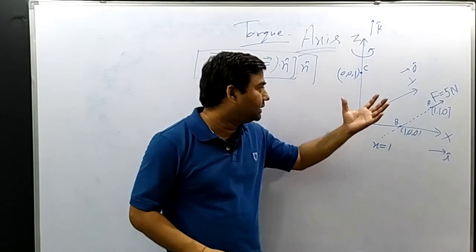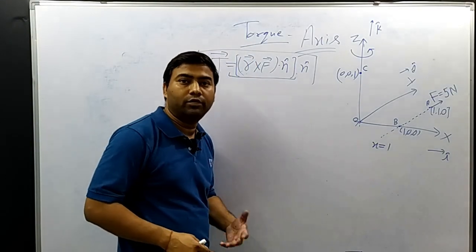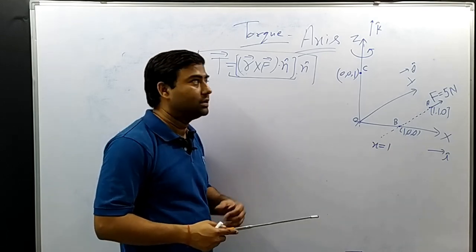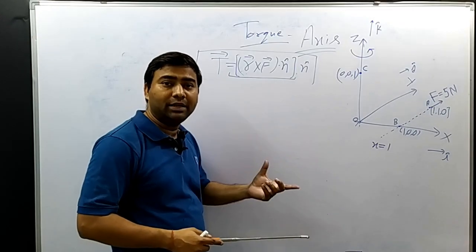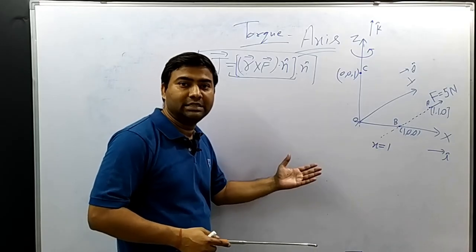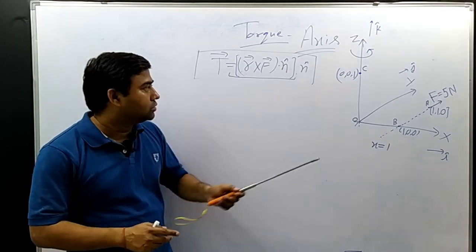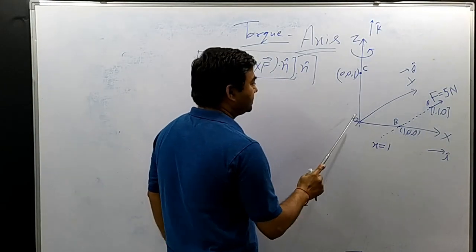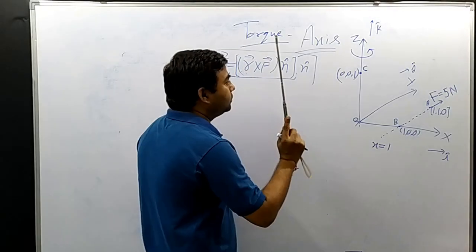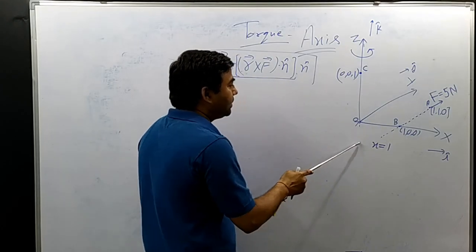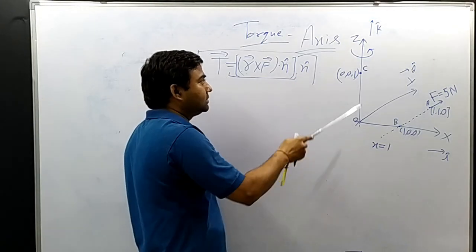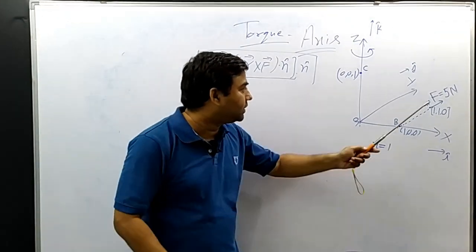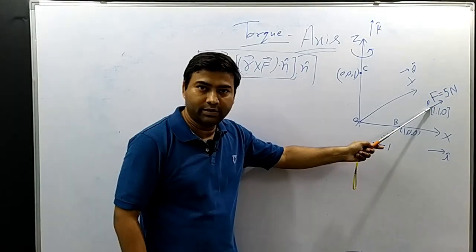So by a simple example we will understand how to find the torque of a force about an axis by different methods which we have discussed earlier: by the general formula as well as by using special cases. In this example, this is the x-axis, this is the y-axis, this is the z-axis. We are finding torque about the z-axis.